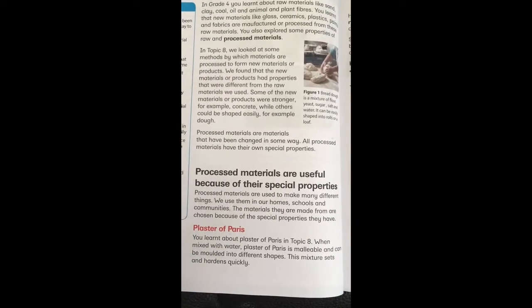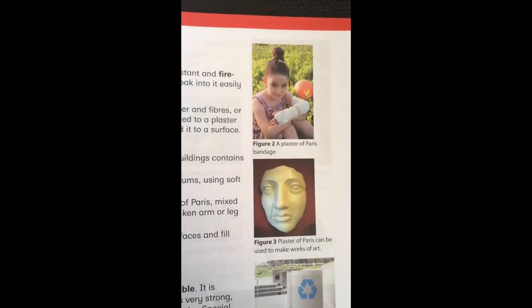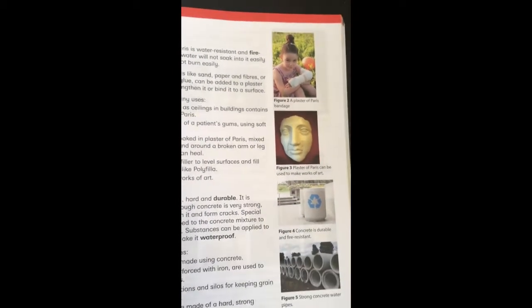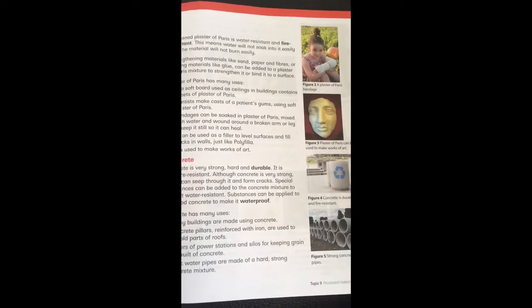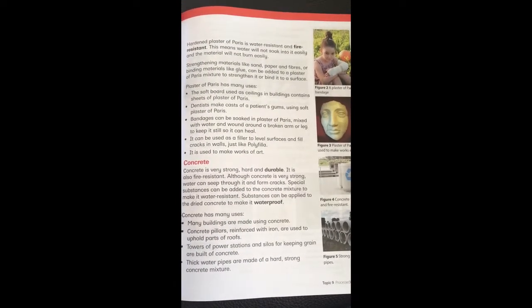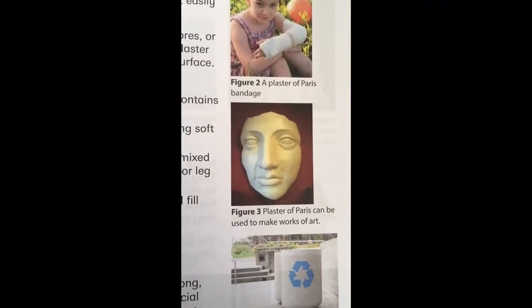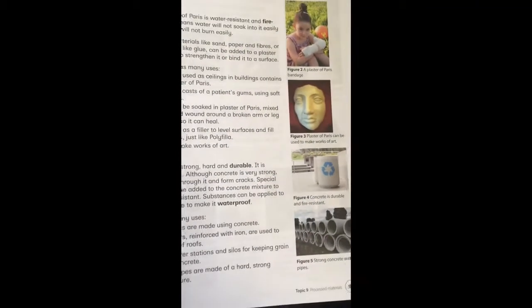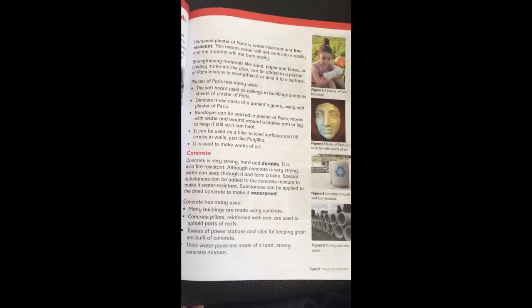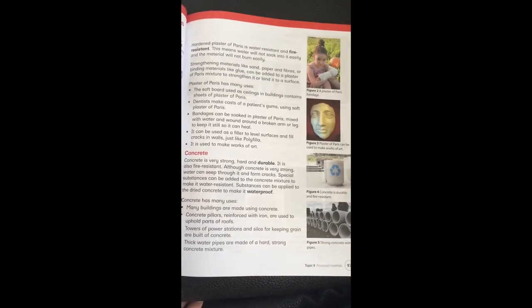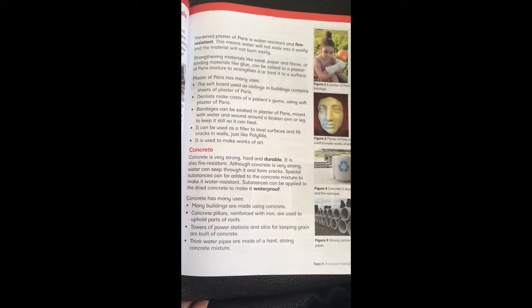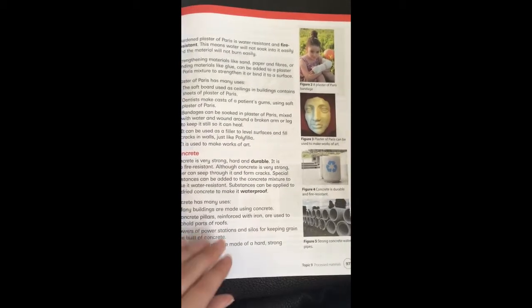So the first processed material is plaster of Paris. This is what they use to make a cast if you break an arm or whatever, like you see in figure 2. You can also use it to make casts for dentistry and to make works of art, like that mask over there. Then we looked at concrete, and concrete is used a lot within building and for water pipes, towers, and so on.